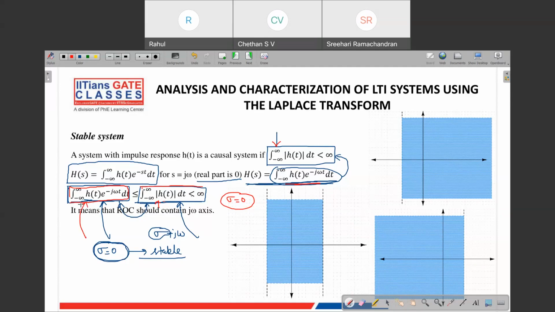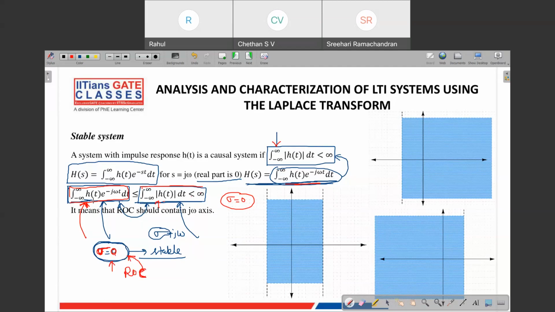And since this integration is converging to some number less than infinity, it means that it is converging for sigma equal to 0. And since it is converging for sigma equal to 0, it means that the ROC contains sigma equal to 0. So we have the ROC, and the ROC should have this point, because for this point the Laplace transform is converging.